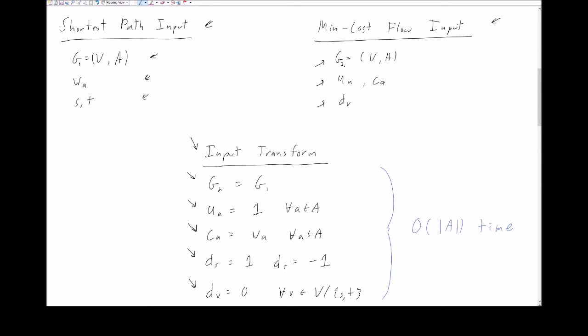One thing we'd like to note about this input transformation is that we can view it as an algorithm. This is an algorithm that takes the shortest path input and transforms it into a minimum cost flow input. In this case, the transformation takes order the number of arcs amount of time. This is because we need to set the cost of every arc equal to the cost of the arc in the shortest path problem. Since we do this once for every arc, this takes order the number of arcs time. This is going to be important a little bit later.